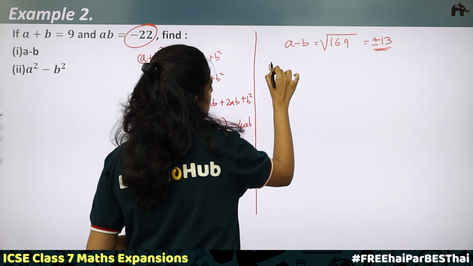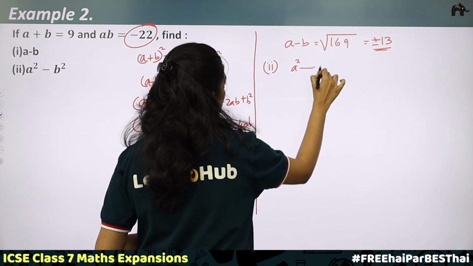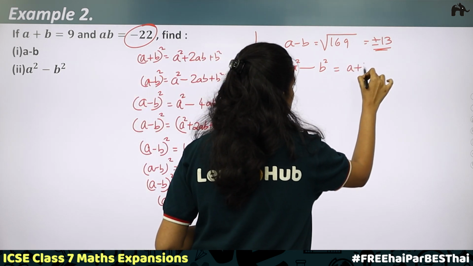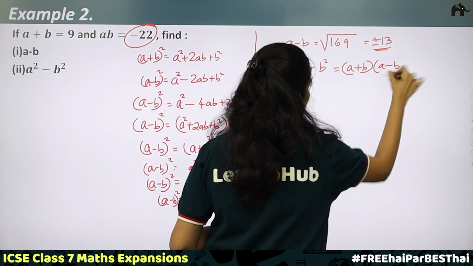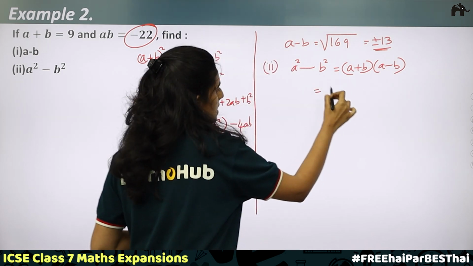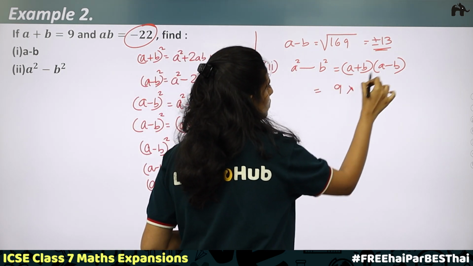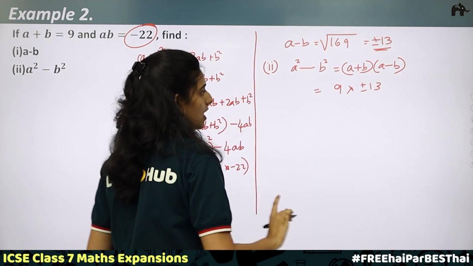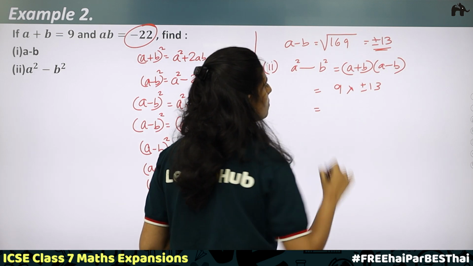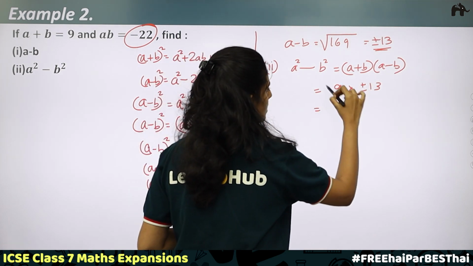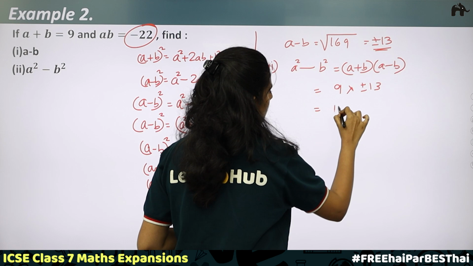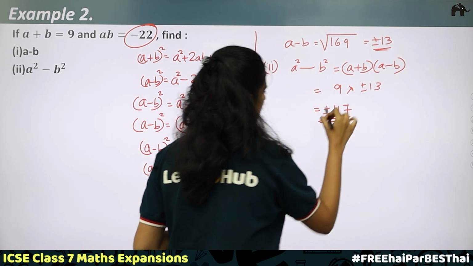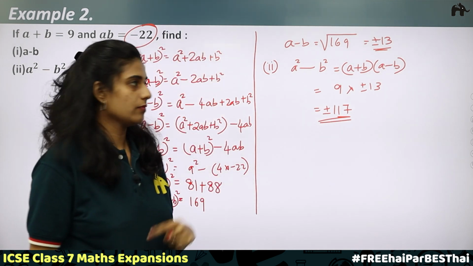Now the second part of the question, we have to find what a square minus b square is. We know a square minus b square is equal to (a plus b) into (a minus b). Now put the values. We know what a plus b is; in the question it is given as 9, into a minus b, which is plus or minus 13. So the sign is very important. Plus or minus sign is very important. So 9 into 13, how much do we get? Here you will be getting 117. So with the positive and negative sign, plus or minus 117. Clear?